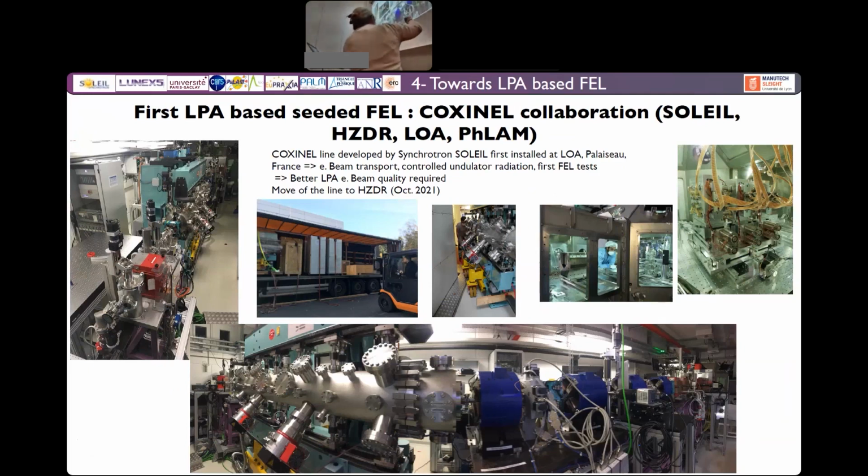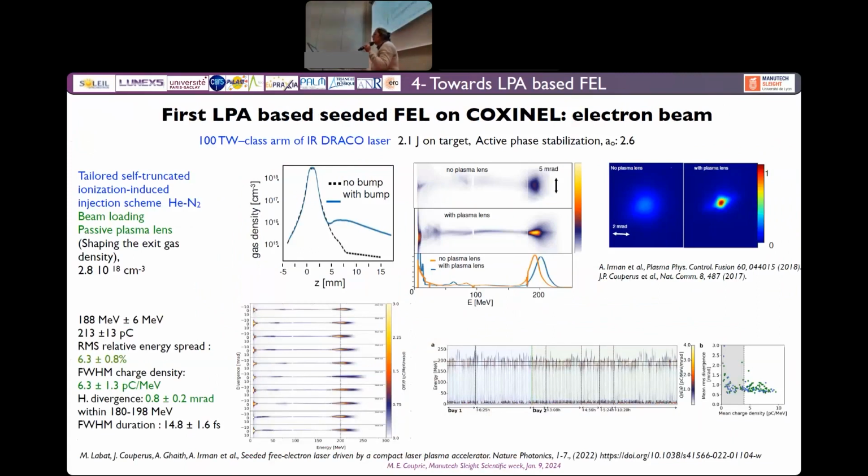This has quadrupoles, which are used to do the supermatching. Here the dipoles of the chicane, and the LPA chamber is over there. We operate, so the colleagues of Dresden are operating with a 100 terawatt Draco laser, with 2.1 joule on target.